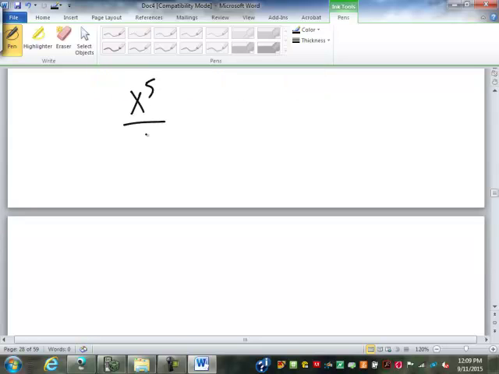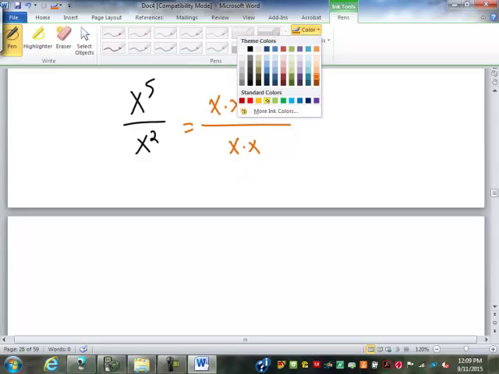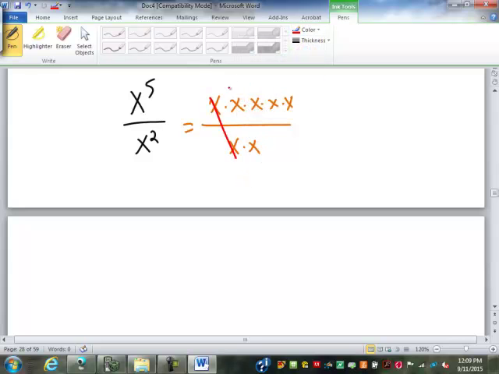What if I have x to the 5th divided by x squared? Plug in: 5 x's multiplied together, x squared is 2 x's multiplied together. Cancel out 1, cancel out 2. What am I left with? X to the 3rd. Again, I am dividing, but it looks like we're subtracting. 5 minus 2 is 3.